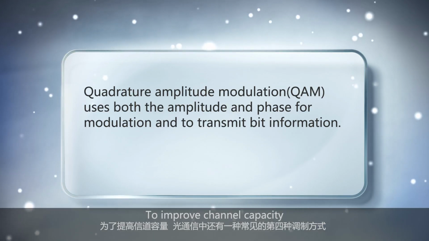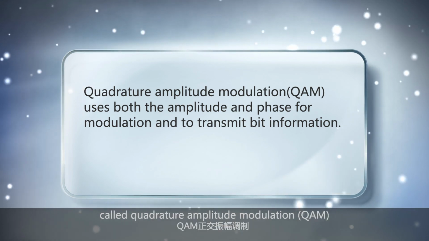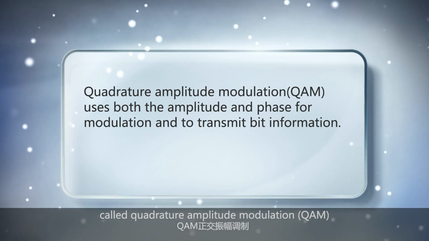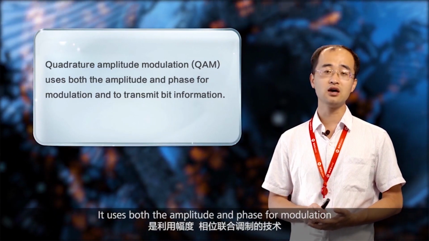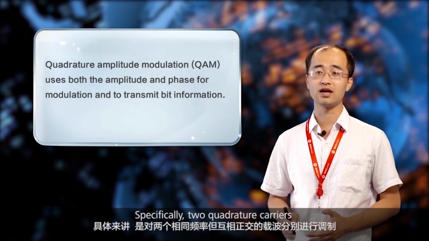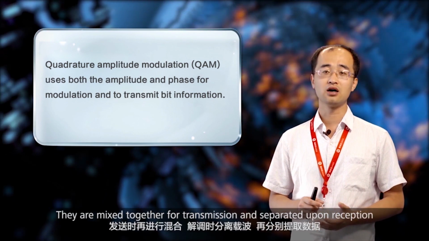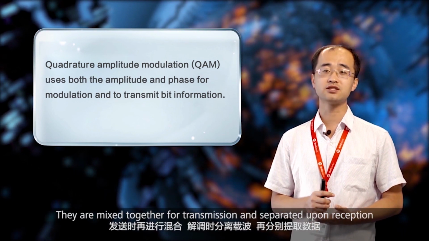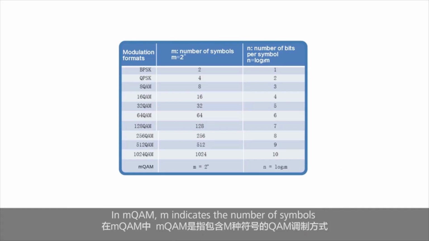To improve channel capacity, there is another common modulation format in optical communications called quadrature amplitude modulation. It uses both the amplitude and phase for modulation and to transmit bit information. Specifically, two quadrature carriers of the same frequency are separately modulated. They are mixed together for transmission and separated upon reception. Then the data is extracted separately. In MQAM, M indicates the number of symbols supported by this modulation format.